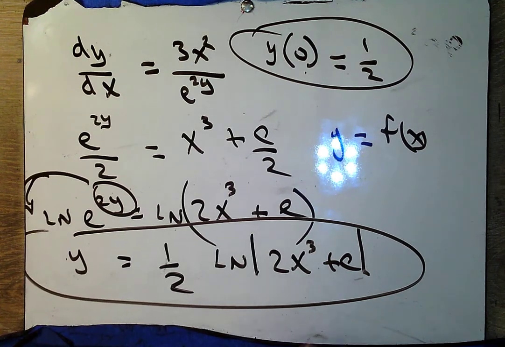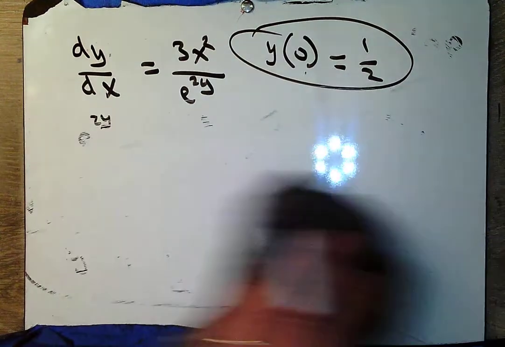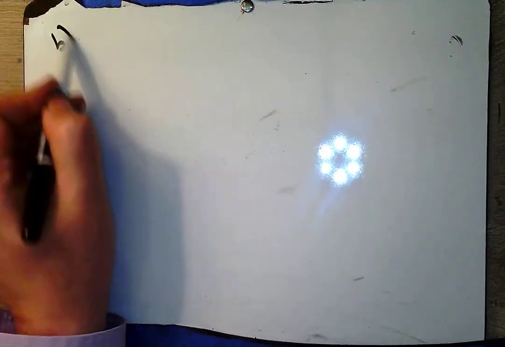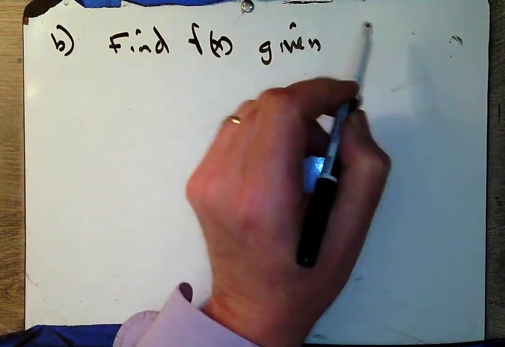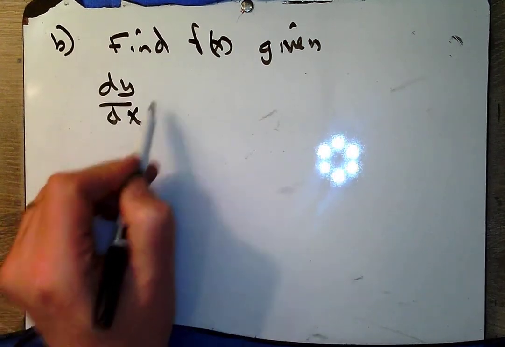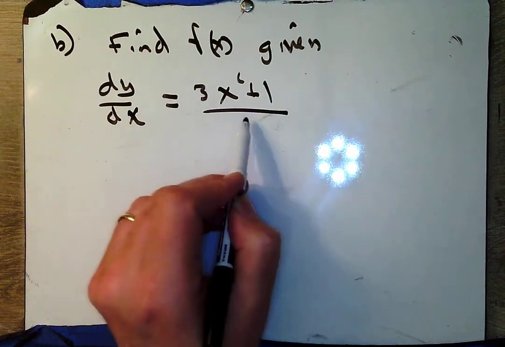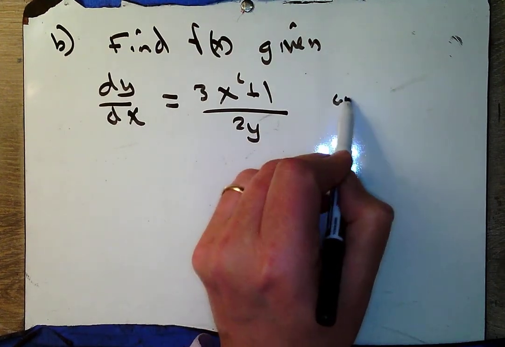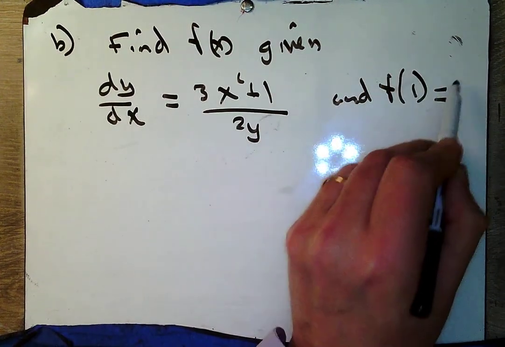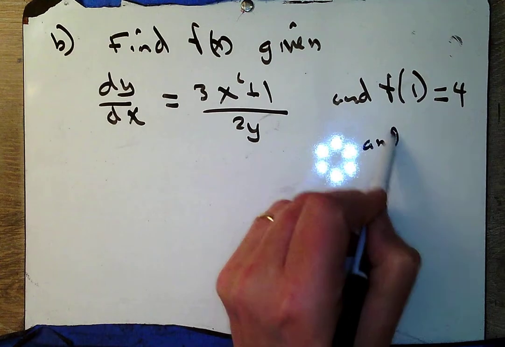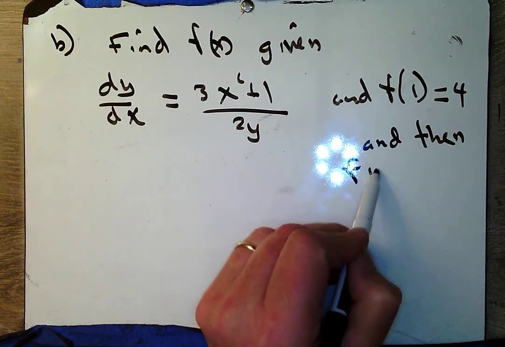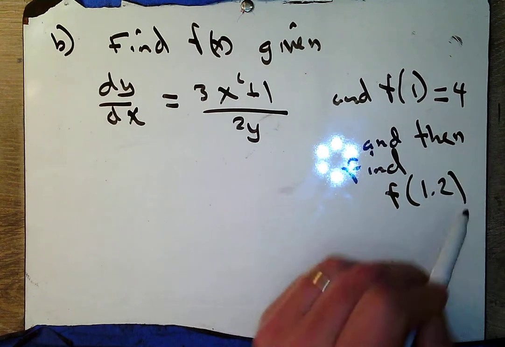Okay. Now, second part, they give us a second problem. Part B. Find f of x given that dy dx equals 3x squared plus 1 over 2y. And one more thing, f of 1 equals 4. Okay, so first find that, and then they say, and then find f of 1.2. Okay?